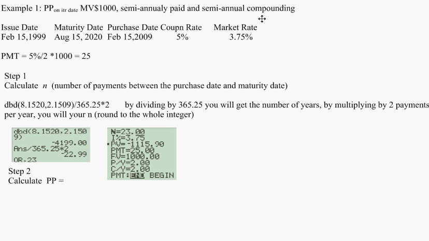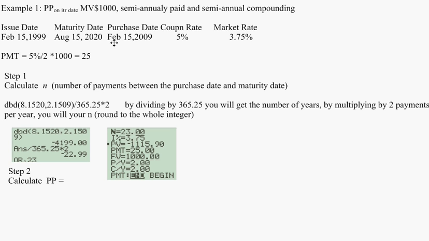Bond question. Let us assume that you want to purchase a bond that has a maturity value of $1,000, paid semi-annually, and interest rate is compounded semi-annually. The bond was issued on February 15, 1999. Maturity date is August 15, 2020.